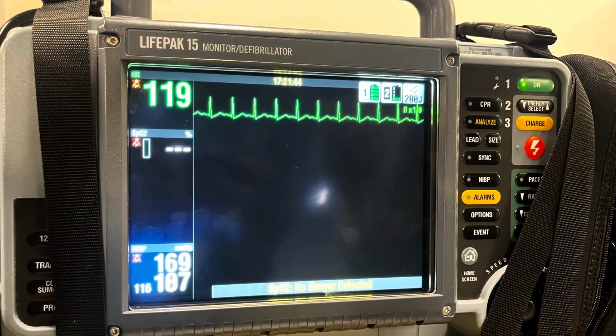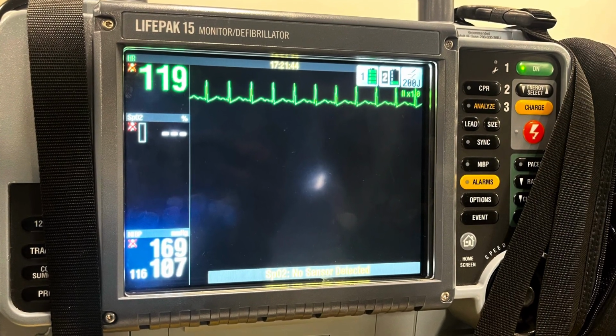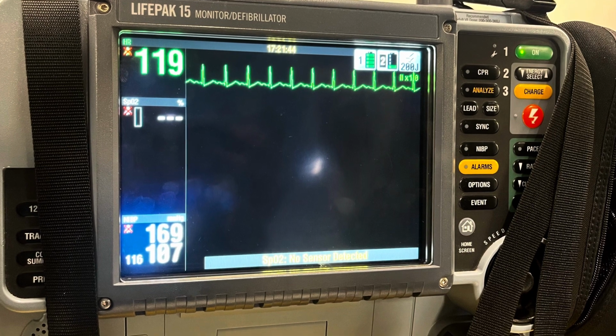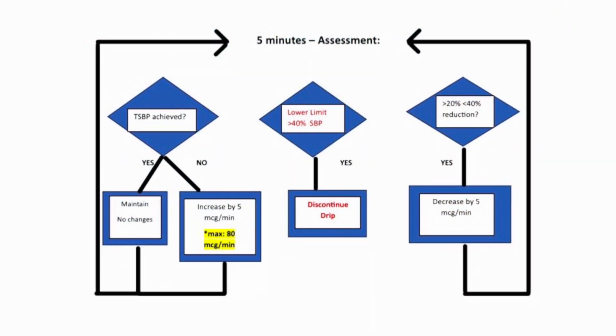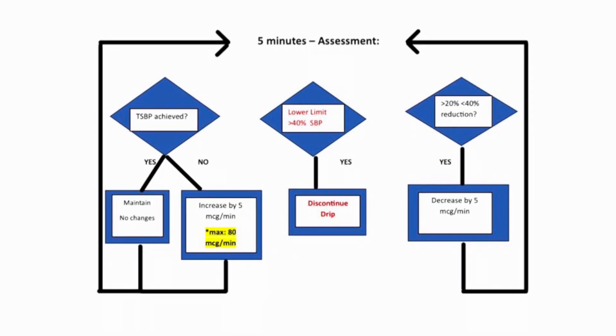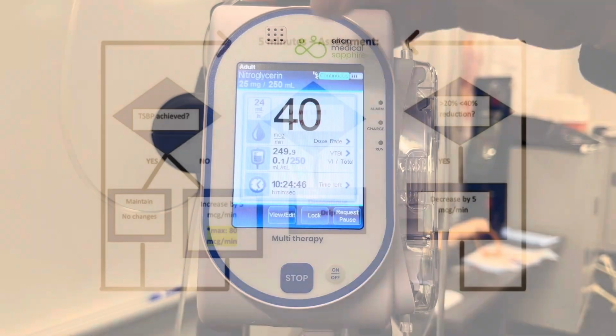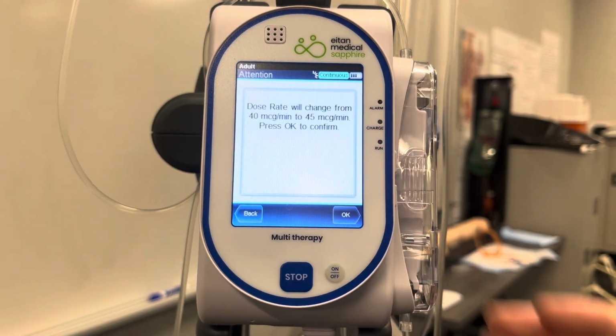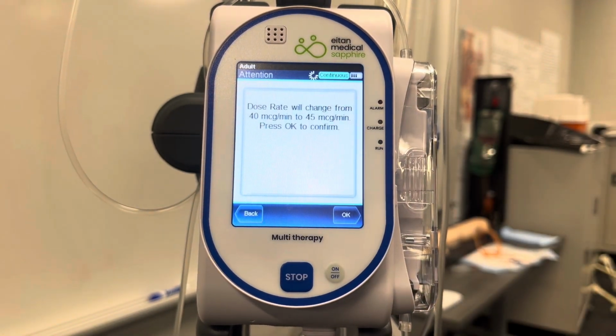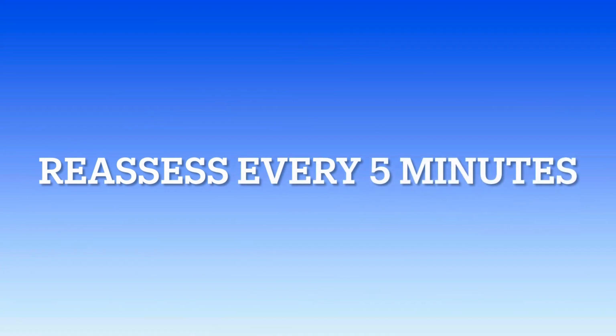Here's our next set of vitals for our patient. You can see that we did not have a significant drop in blood pressure. So if we go to the flowchart and we follow what the flowchart says, we are now to increase the drip by 5 micrograms per minute. You can see here us changing the drip from 40 micrograms to 45 micrograms per minute. Once again, make sure you're reassessing your patient every 5 minutes.